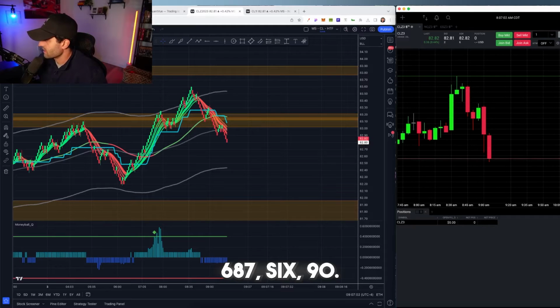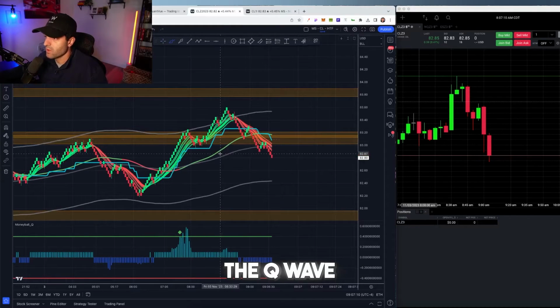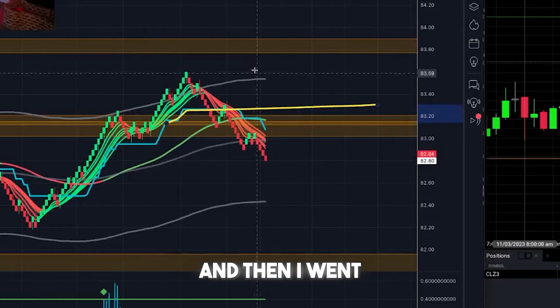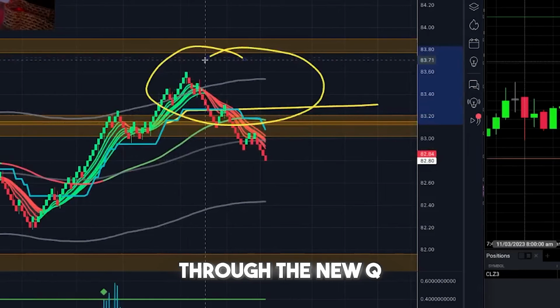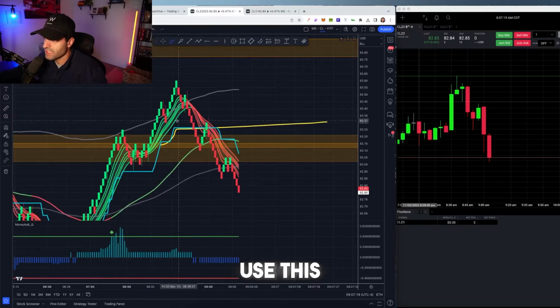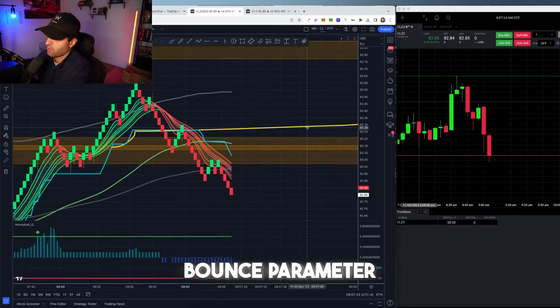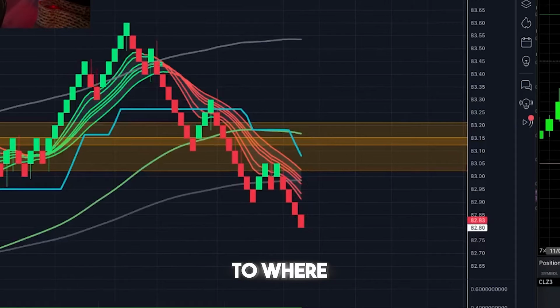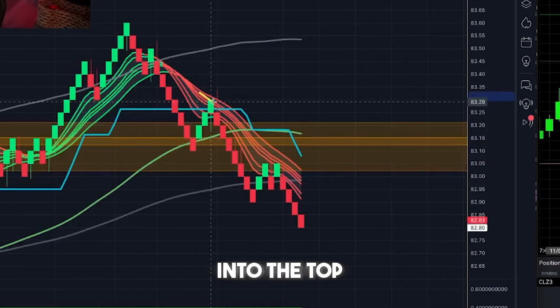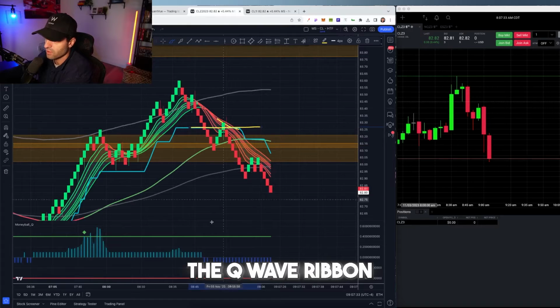Plus 687, 690. Playing the same strategy we use every morning, the Q wave ribbon bounce. And then I went and actually threw on the new Q cloud indicator. As you can see, we got that flip. And you could use this as an additional bounce parameter, if you will, to where we worked up here into the top part of this band. At the same time, we were testing the Q wave ribbon.